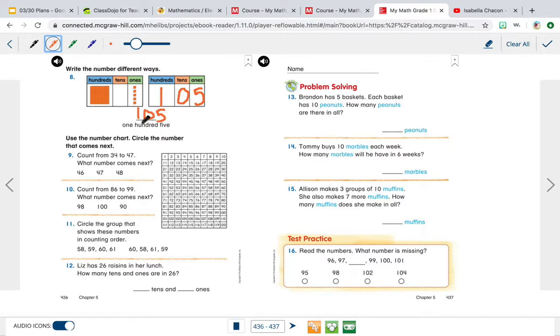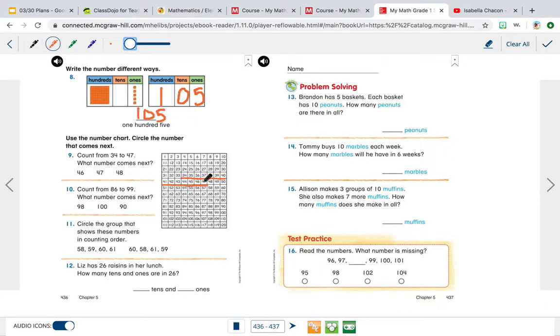Now, what we're going to do is go back to our hundreds chart, and we learned about that already, so let's do it. It'll also be so easy for you guys. I know it will. So we're going to count from 34 to 47. So let's find 34. 34, 35, 36, 37, 38, 39, 40, 41, 42, 43, 44, 45, 46, 47. We have all the way up to 47.